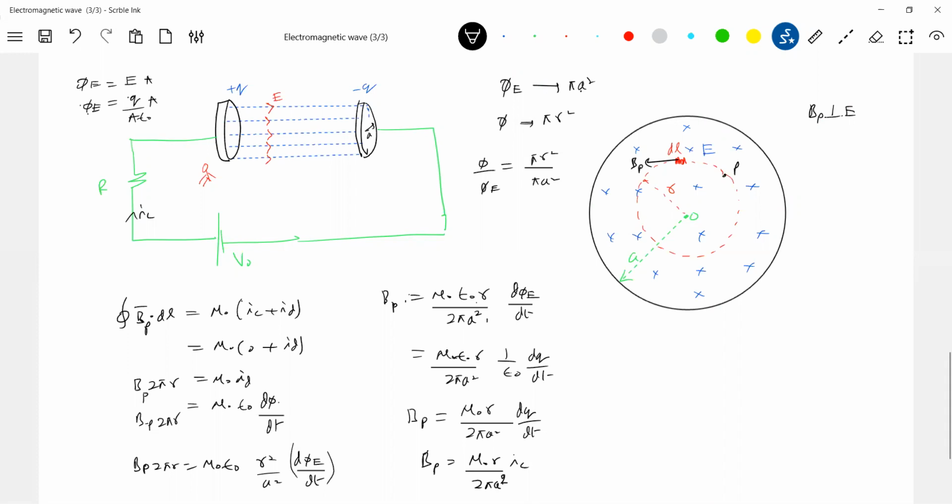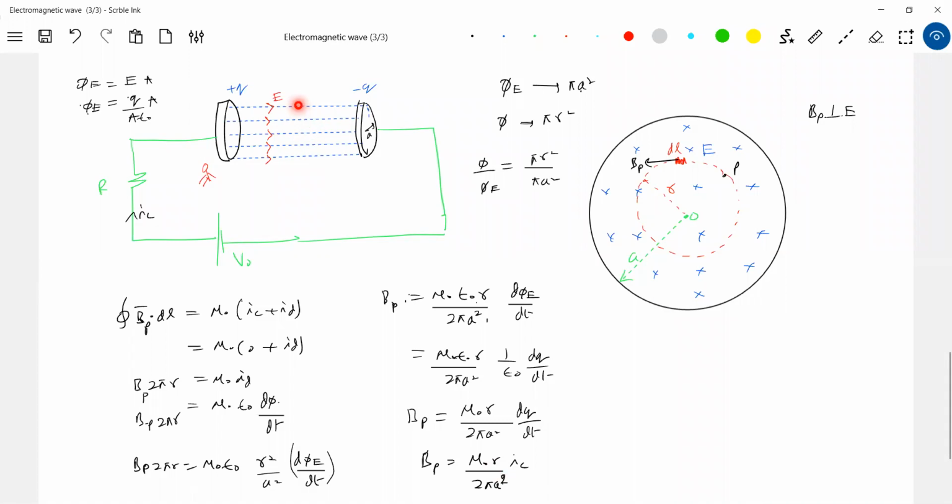And what is the field at point O? Exactly on the axis of these two disks, it will be 0. And as you start moving away, it increases. Agree? And where will it be maximum? At small r equal to A. It will be maximum here.